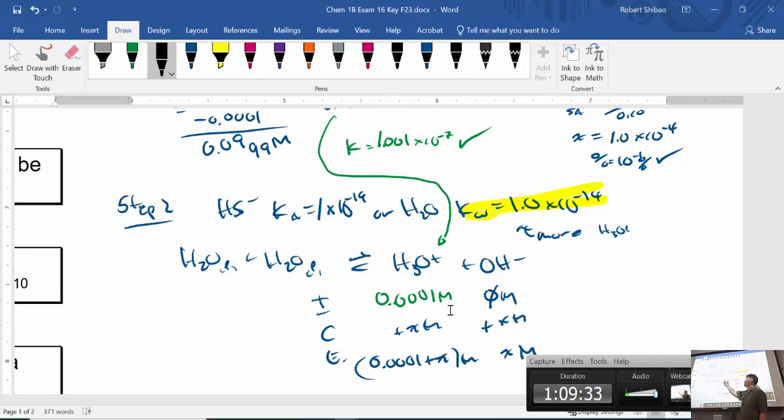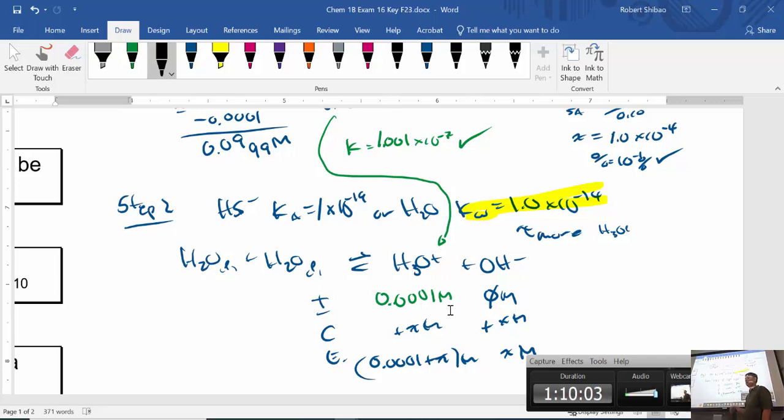Which one's going to produce more hydronium? 10 to the minus 19 or 10 to the minus 14? 10 to the minus 14. Nobody got this, so I didn't deduct anything. But your step 2 is supposed to be Kw. That's going to produce a lot more hydronium than Ka2. So it's kind of weird. It goes Ka1 for H2S, followed by Kw, followed by Ka2 for H2S. That's the sequence it should have gone.